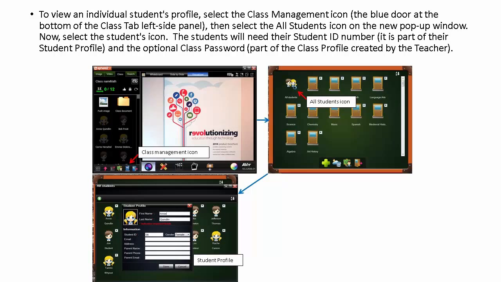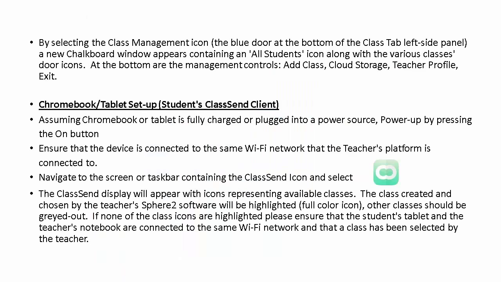To view an individual student's profile, select the Class Management icon. Then select the All Student icon on the new pop-up window. Now select the Students icon. The students will need their student ID number and the optional class password if that was provided by the instructor. By selecting the Class Management icon, a new chalkboard window appears containing an All Students icon along with the various classes' door icons. At the bottom are the management controls: Add Class, Cloud Storage, Teacher Profile, and Exit.